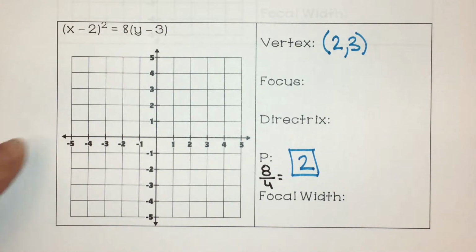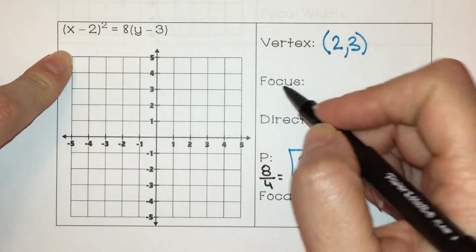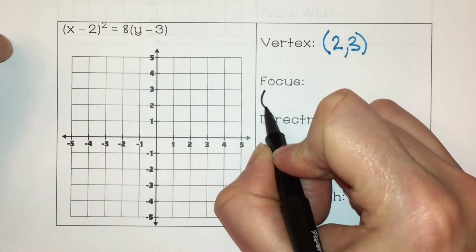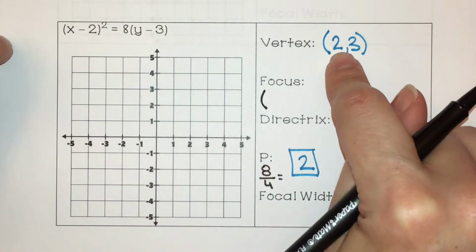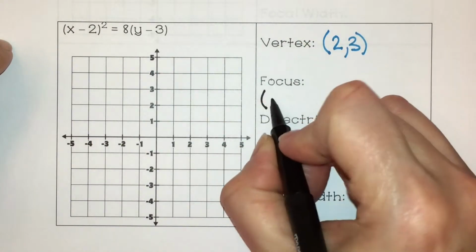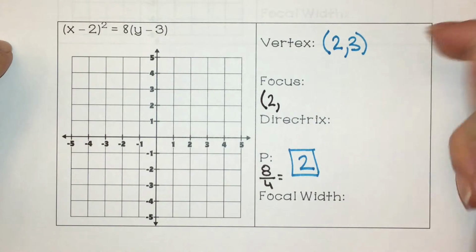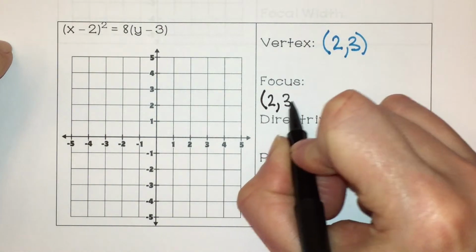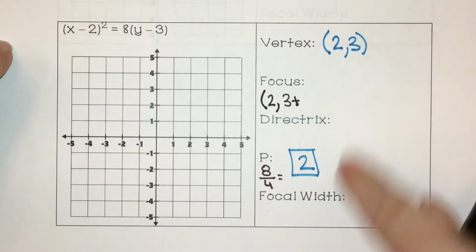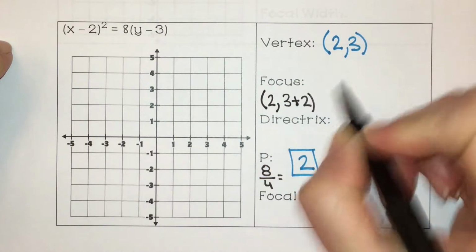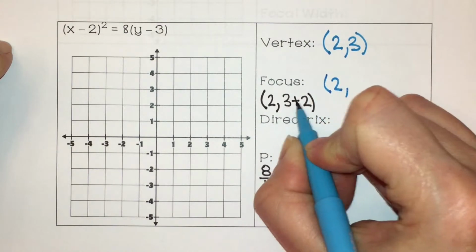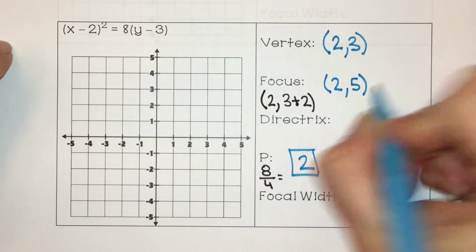So the focus, I'm going to show you down here what I'm doing, is at our h value, which is the x-coordinate of the vertex, so 2, comma, the y-coordinate of the vertex, which is 3, plus the p value of 2. So that means the focus is at 2, comma, 3 plus 2 is 5.